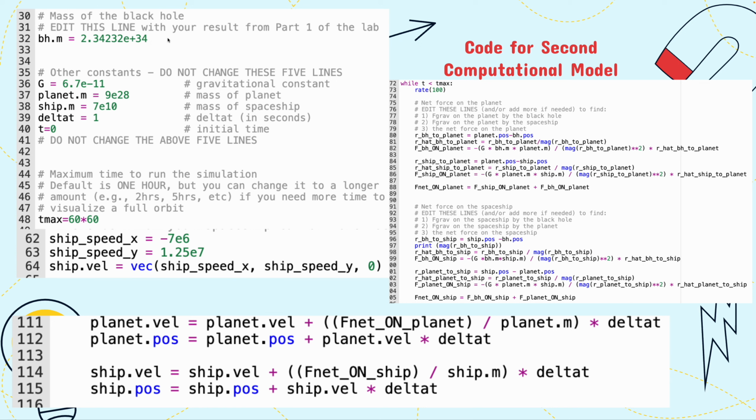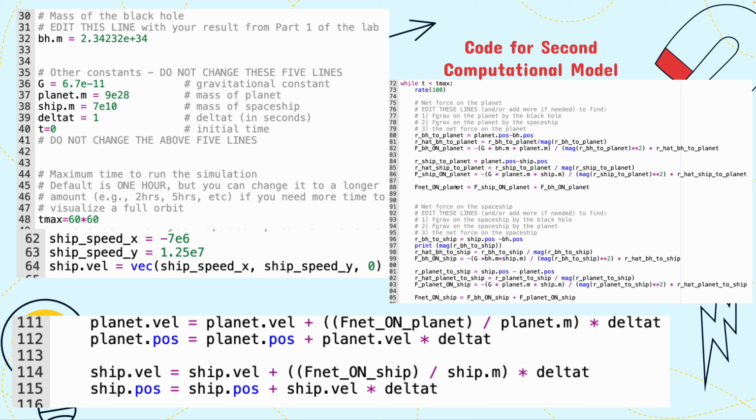Here, the code for the second computational model, I've just replaced the black hole mass with what we recovered from there. This ship speed value right here is the initial velocity, which I had to plug and check, running the code over again to see what values would best suit the spaceship's goal, which is just to pass over the black hole. And these values ended up working.